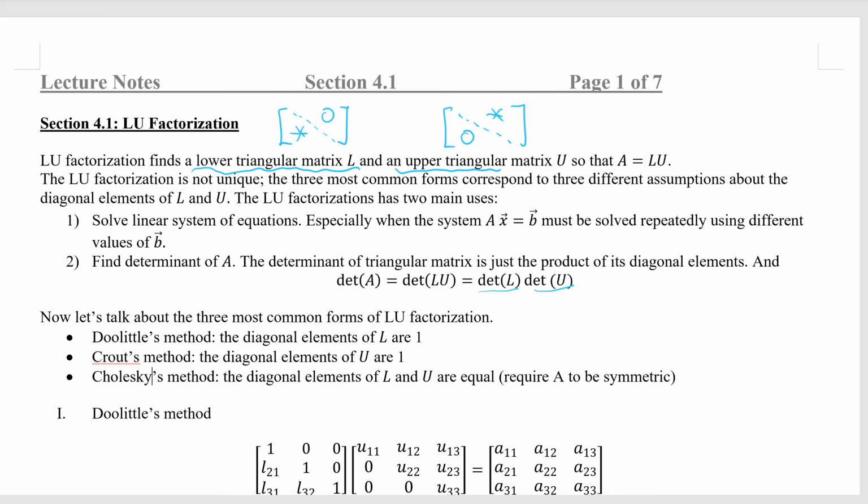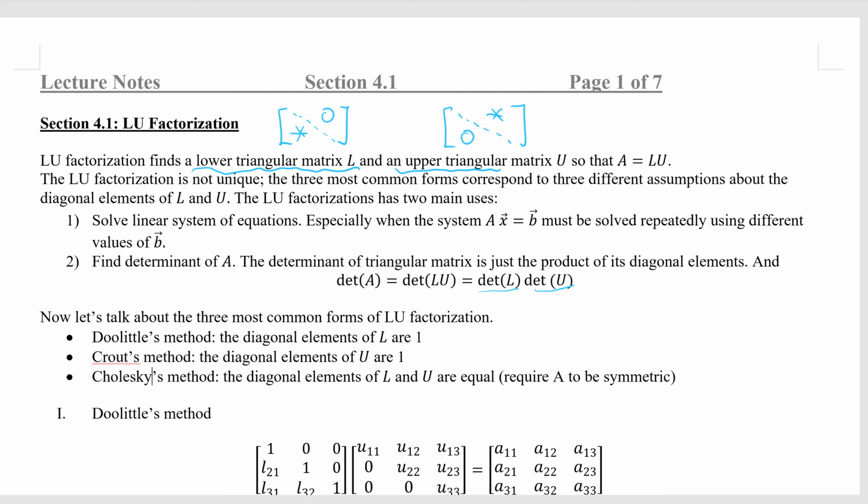Alright, so now let's talk about the 3 most common forms of the LU factorization. First one, we have Doolittle's method, where we assume the diagonal elements of L are 1. And the second one is Crout's method. We assume the diagonal elements of U are 1. And the Cholesky method, we assume the diagonal elements of L and U are equal. In this case, we require the matrix A to be symmetric in order to use the Cholesky method.